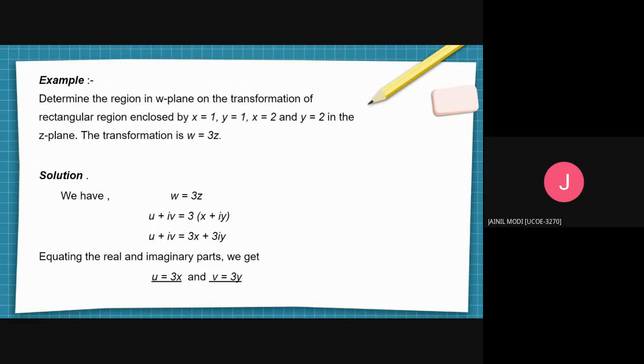For example, if there is a region enclosed by x equal to 1, y equal to 1, x equal to 2 and y equal to 2 in the Z plane, and the transformation is W equal to 3Z, then the new figure will be 3 times the original size. So, when substituting the values, we get u equal to 3x and v equal to 3y.